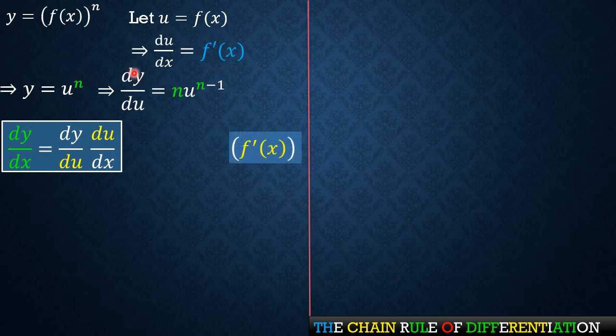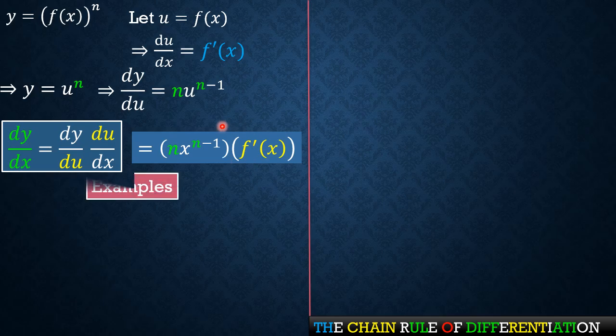All right, guys, let's look at some examples. That therefore implies, guys, if we substitute everything, dy by du is n u raised to the power n minus 1. Then du by dx is f prime of x. Good. So everything now is a function of x.